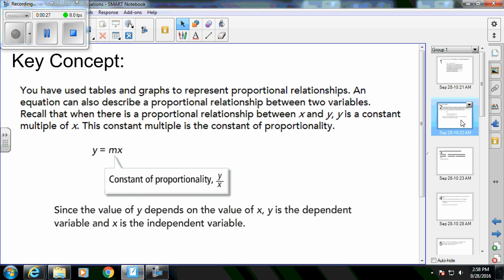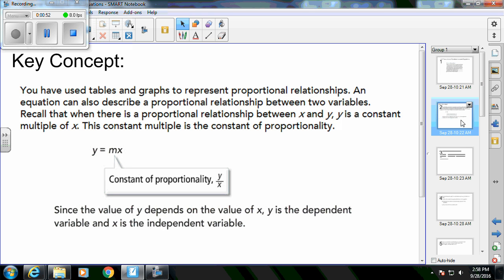So our first key concept. We've used tables and graphs to represent proportional relationships. An equation can also be used to describe a proportional relationship between two variables. Recall that when there is a proportional relationship, y is a constant multiple of x. This constant multiple is the constant of proportionality, what we talked about yesterday.